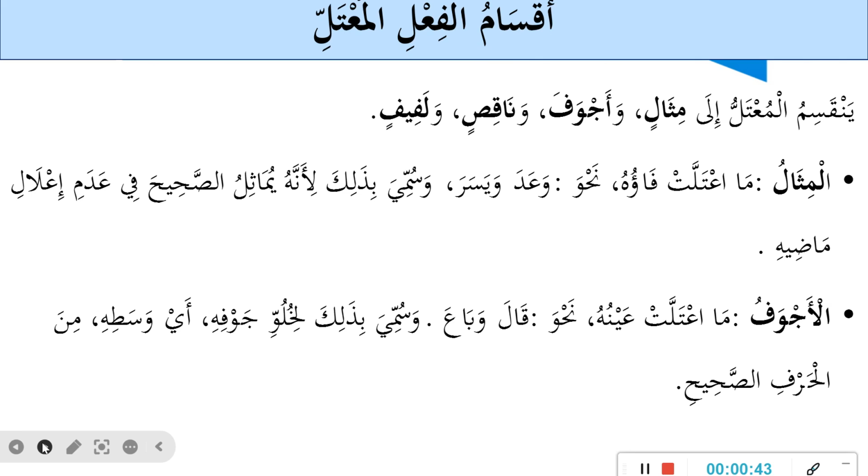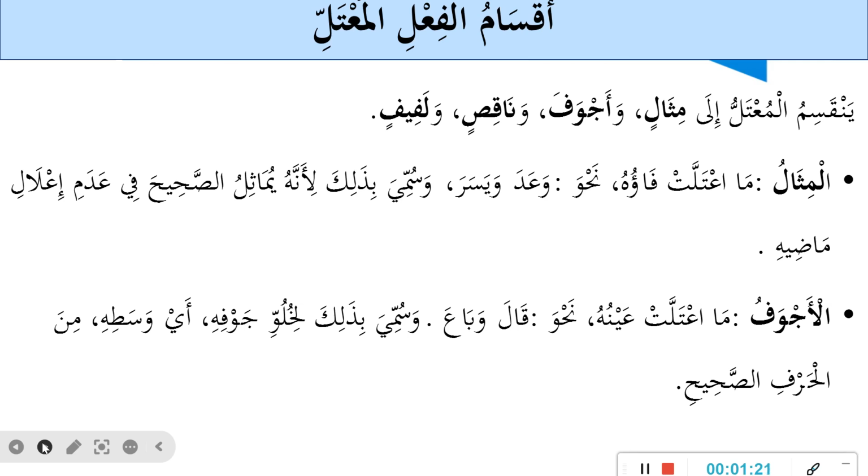But today, inshallah, we will be continuing from أقسام الفعل المعتل, that is the types of the weak verb. Last week, we've already done the types of the sound verbs. So today, we'll be doing the subdivisions of the weak verb. ينقسم المعتل إلى مثال وأجوف وناقص ولفيف. So mu'tal is divided into four types. We have mithal, we have ajwaf, we have naqis, then we have lafif.